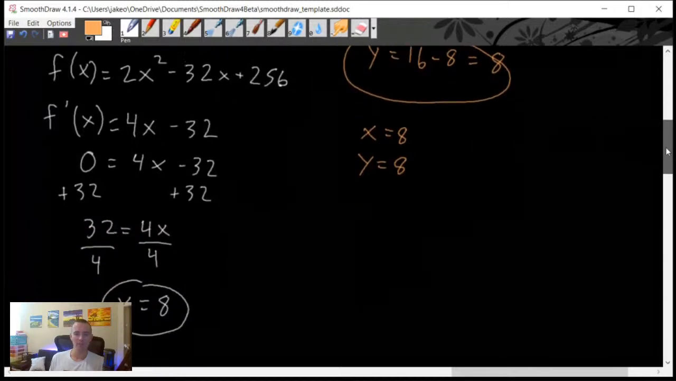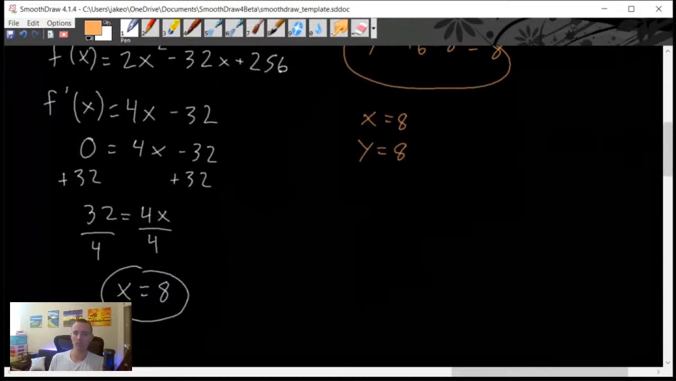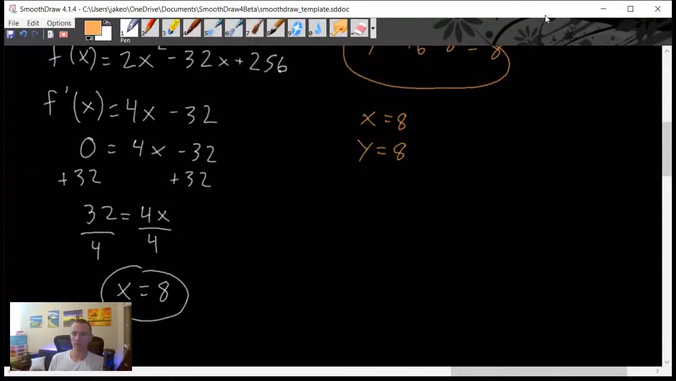That's how you apply those 5 steps. All right, perfect.